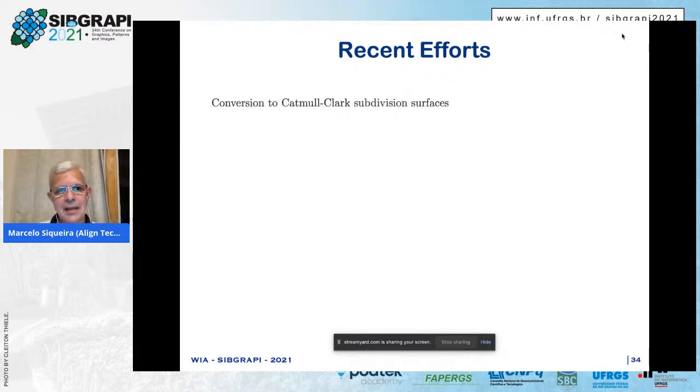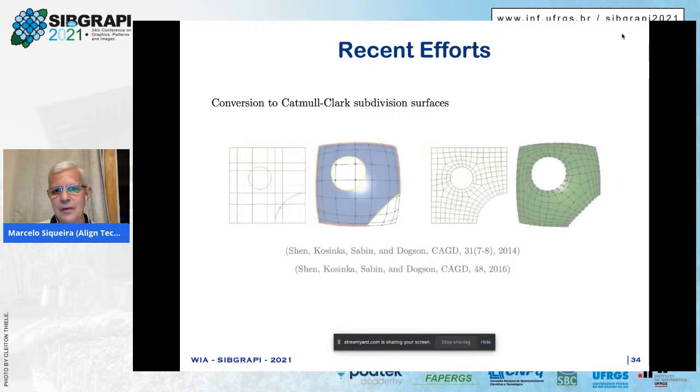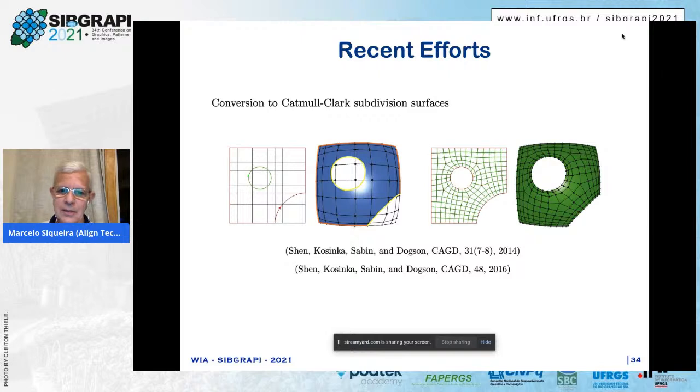Now, it's also possible to use subdivision surfaces. Those two works are very interesting and elegant, as you should expect from any work of Malcolm Sabin. But they also have limitations in the type of patches that they can deal with. So you cannot even use this algorithm as it is on real data, because you easily encounter cases that they cannot handle.